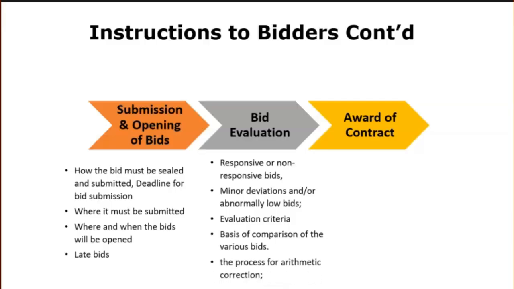It will still go ahead to talk about the process for arithmetic correction, the employer's right to accept any bid and to reject any or all bids, the process for post-qualification of the most advantageous bid as per section 3, and the application of the standard period following dispatch of the letter of intent to award.